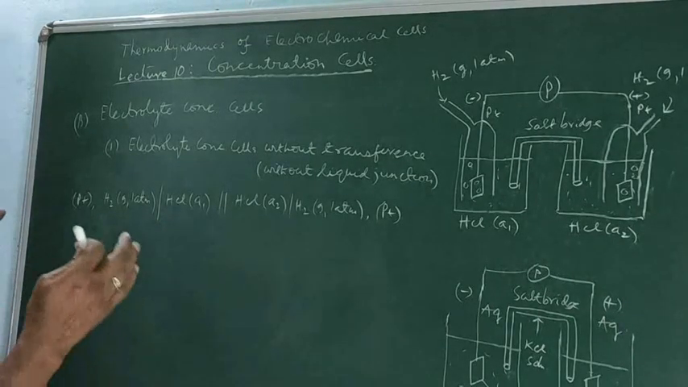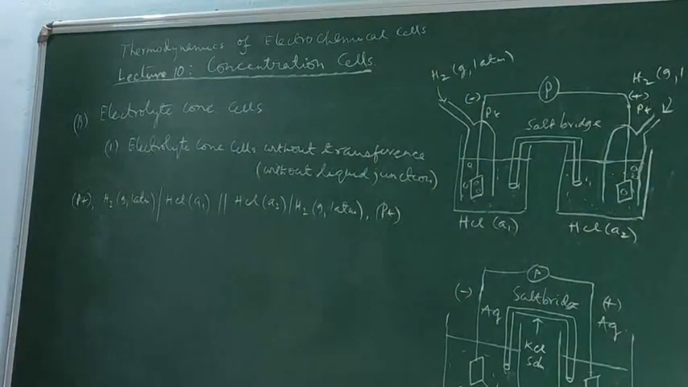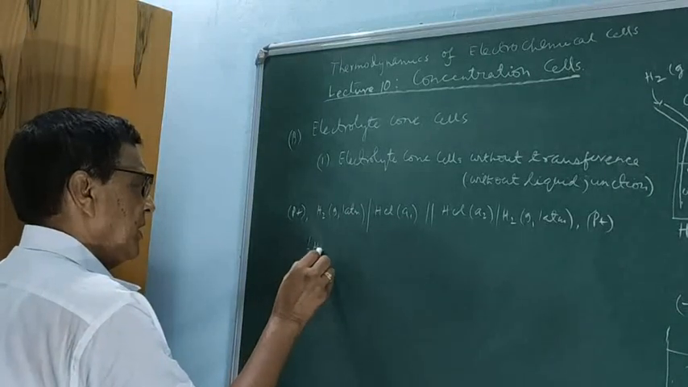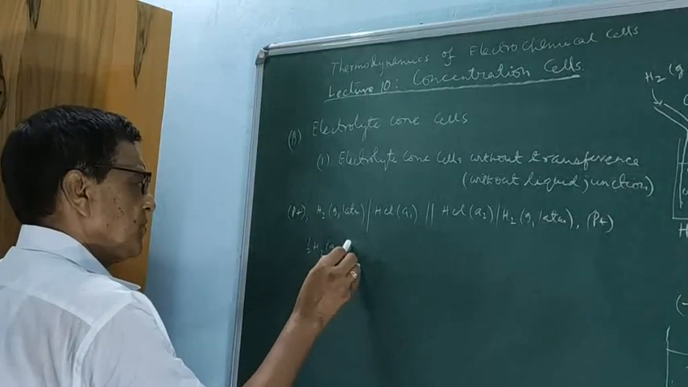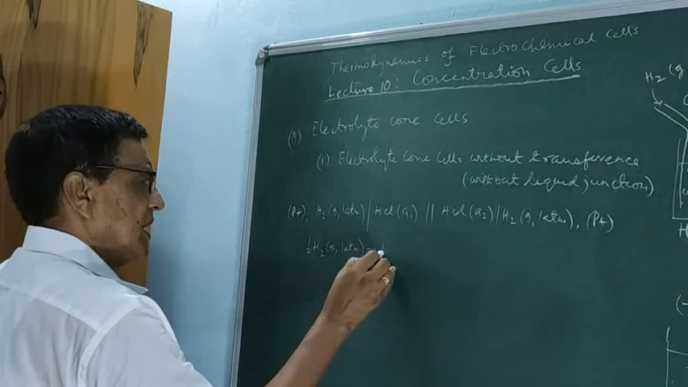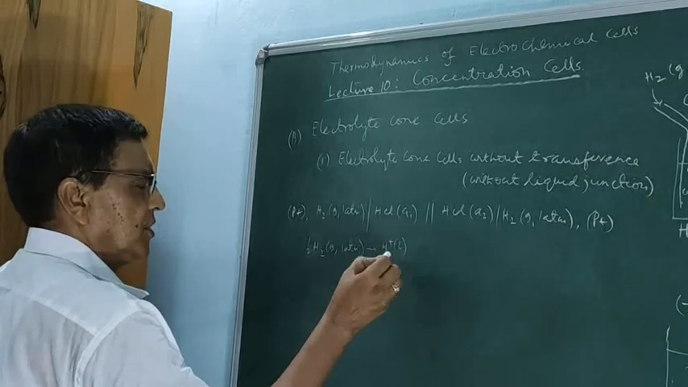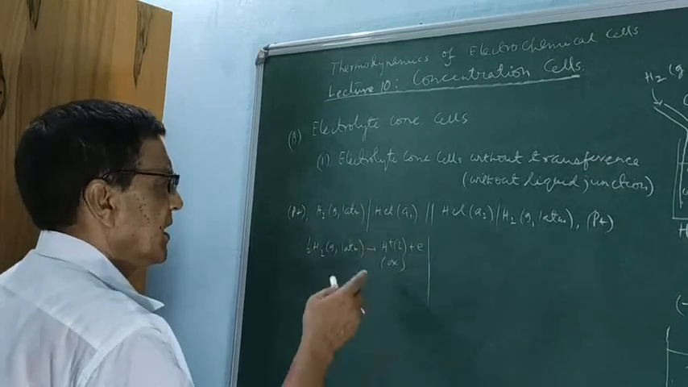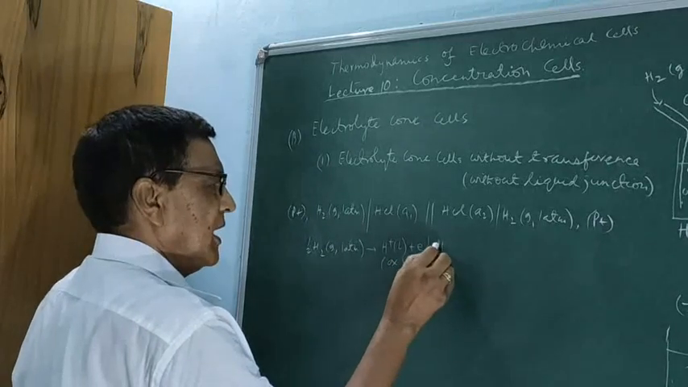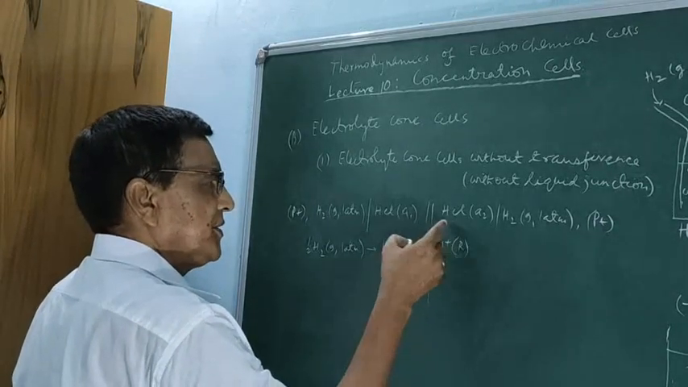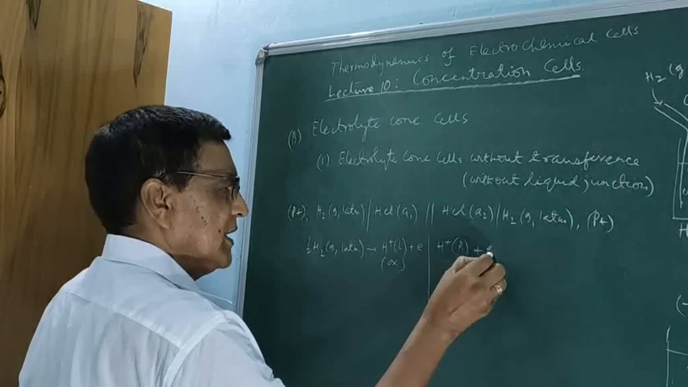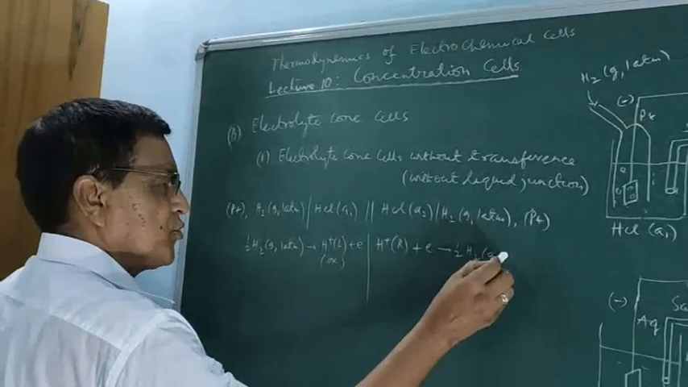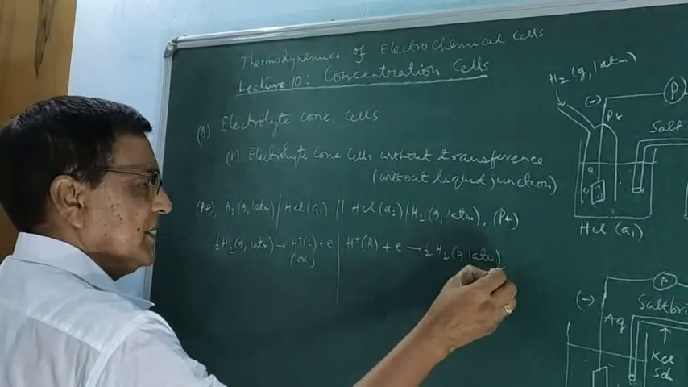So if we write these electrode reactions and add these two, we can get the cell reaction. Here half hydrogen gas, 1 atmosphere, giving hydrogen ion on the left plus an electron, and it is the oxidation. And on the right hand side, hydrogen ion on the right taking an electron, giving half hydrogen gas at 1 atmosphere, and it is the reduction.